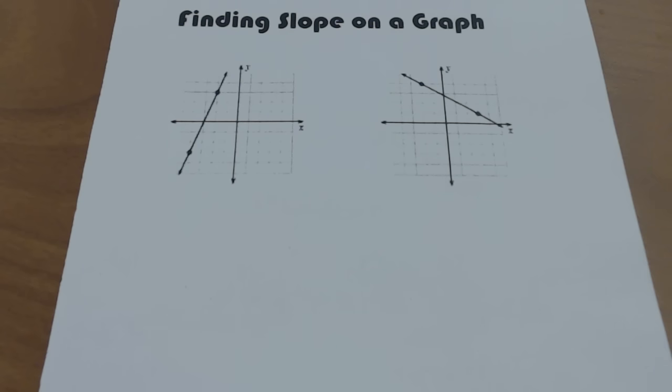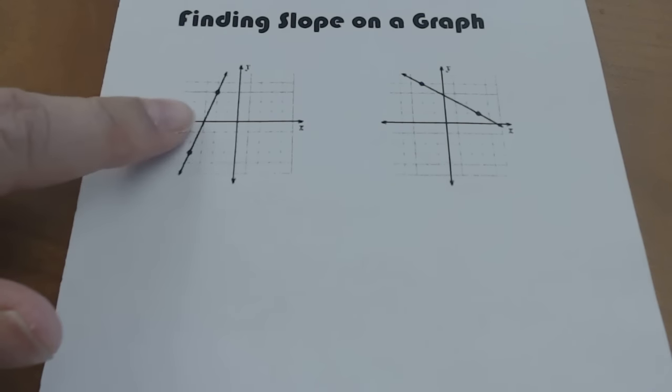This is Finding Slope on a Graph. I'm going to ask you to do a couple things for this, and you've definitely seen this before, but there is a procedure that I would like you to follow when finding slope on a graph. First, we have to locate 2 points. These first 2 examples actually give you the points that are on the line. The next 2, we're going to have to plot them.